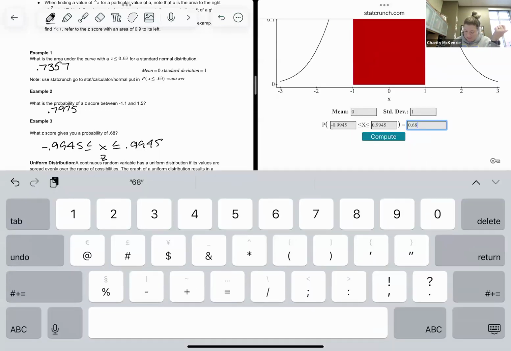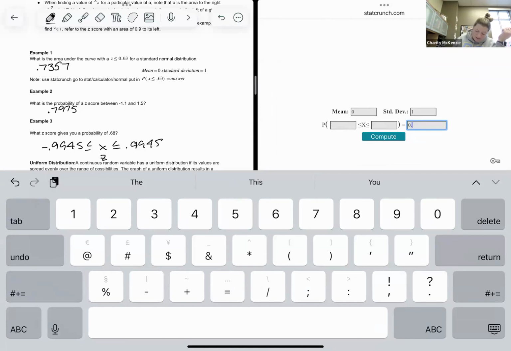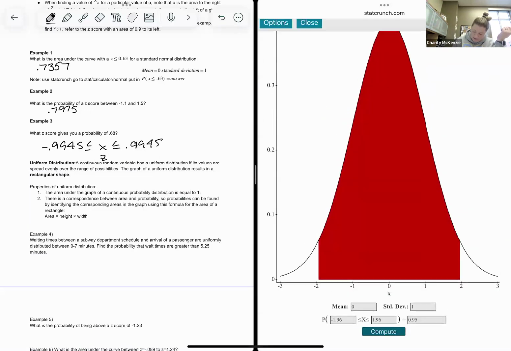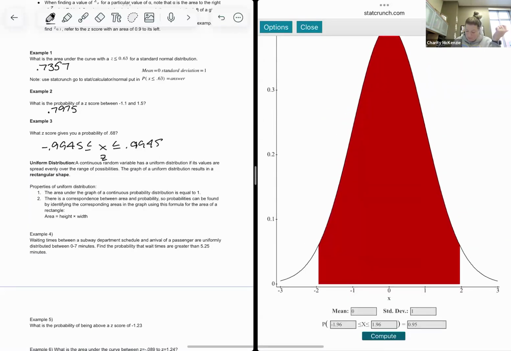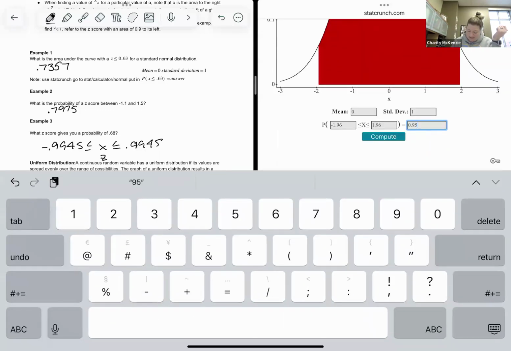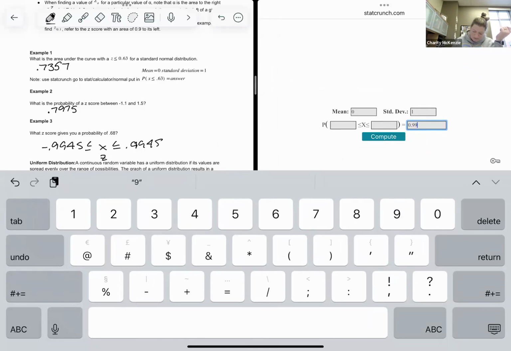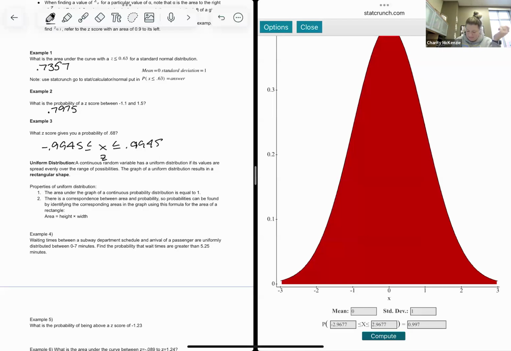What was the other one, just for fun? Wasn't it 95? So we know 2 standard deviations out should be about 95. And then the 99.7 was about 3 standard deviations out, which is about at 3. So those were our 3 that we estimated. Now we can find the probability between any of them.